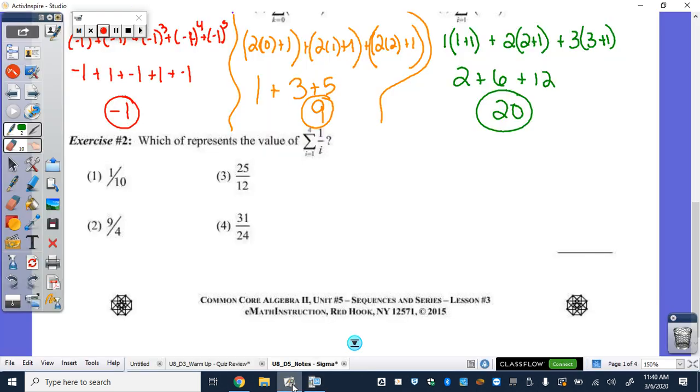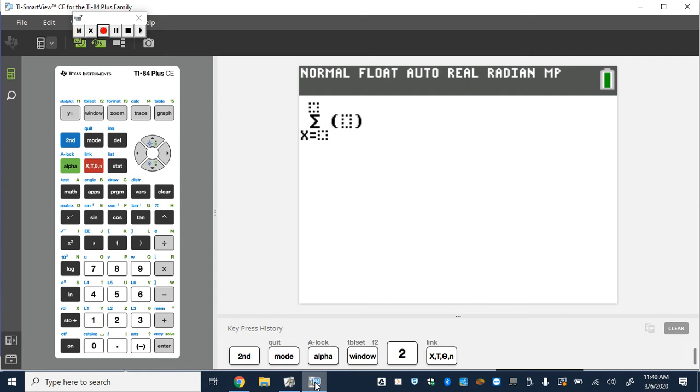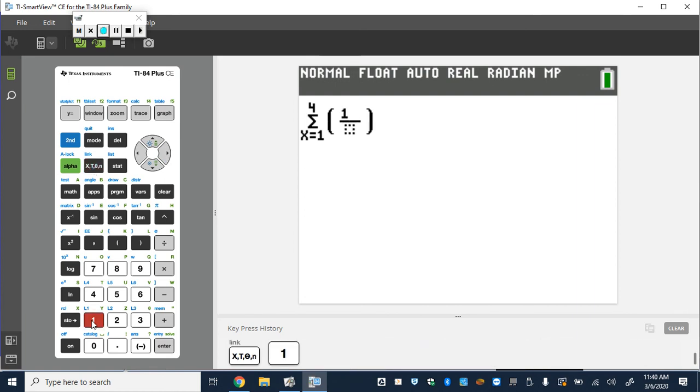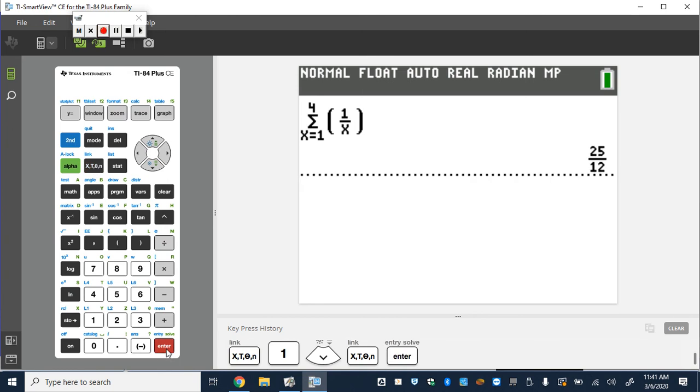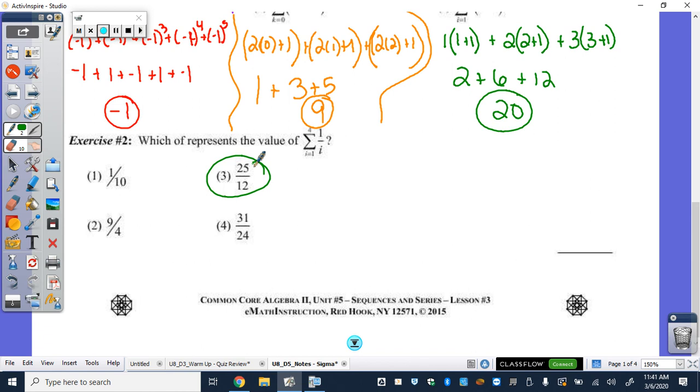So this one is starting at a 1. So I got X equals 1 on the bottom. I arrow up to the top where I'm going to put a 4. So then for my equation, it's going to be 1 over X. And then we can hit enter and it gives you your summation there. So 25 over 12. Calculator can help you out with that if you need it.